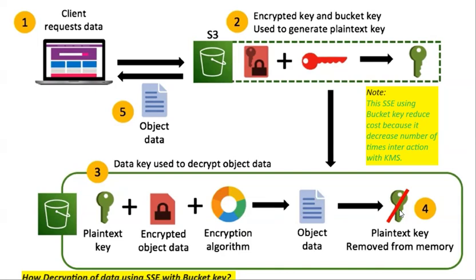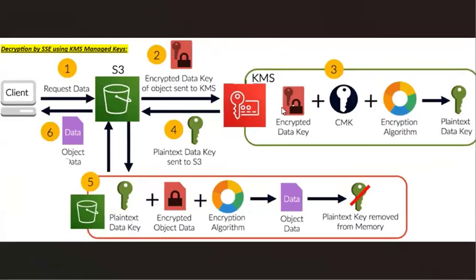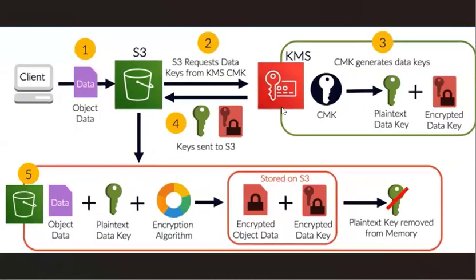In both processes, encryption using KMS keys and encryption using bucket keys, what is the major difference, and why should I prefer bucket keys? If you see, when encryption or decryption happens using KMS, we are requesting KMS. That means many requests are going to KMS and many requests are coming back to S3. For this, it charges, right? Yes, AWS will charge you for this.